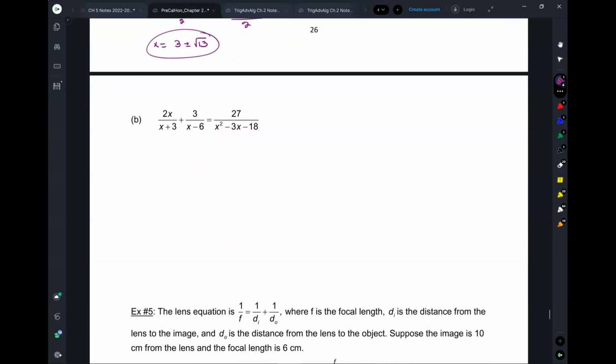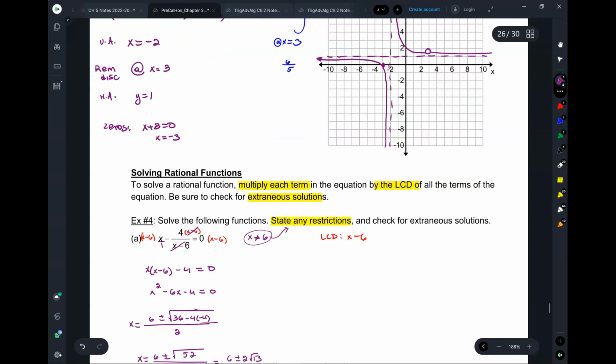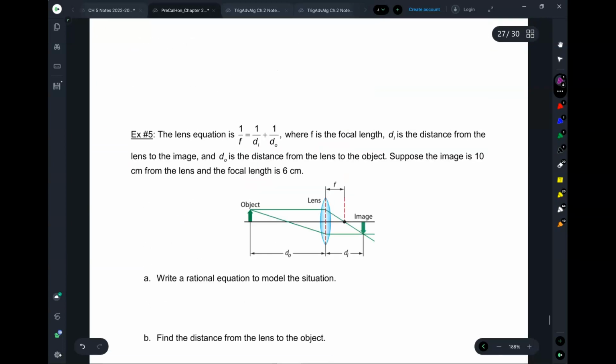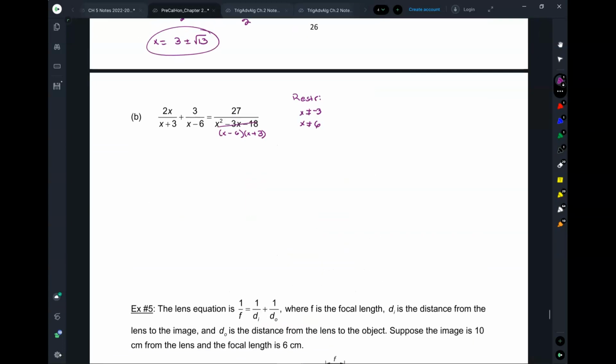So here we have a more complicated setup. You see here you've got a polynomial, which it's best to factor. Okay, so now what are the restrictions? Well, x can't be negative 3 and x can't be positive 6. All right, and what's the LCD? The LCD is x plus 3, x minus 6, right? Common denominator of all of them. So let's multiply that in red. X plus 3, x minus 6. So I'm going to multiply each of the terms by it.